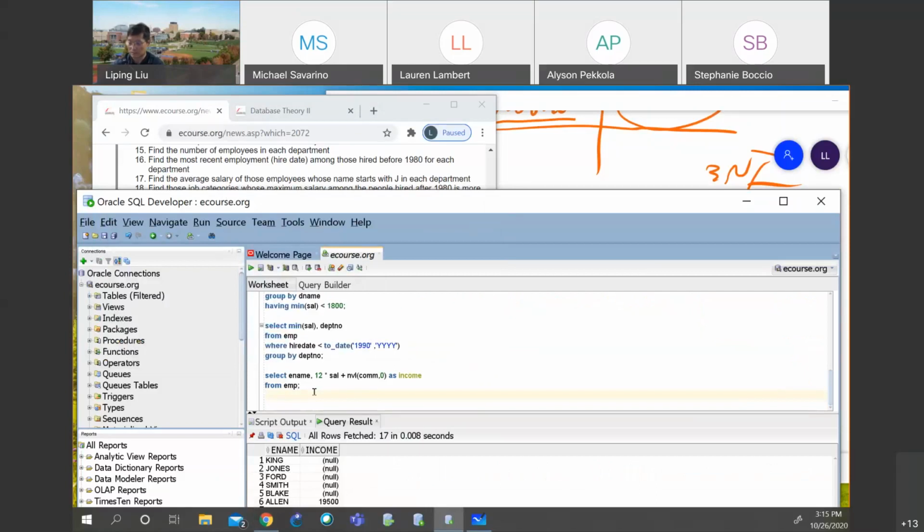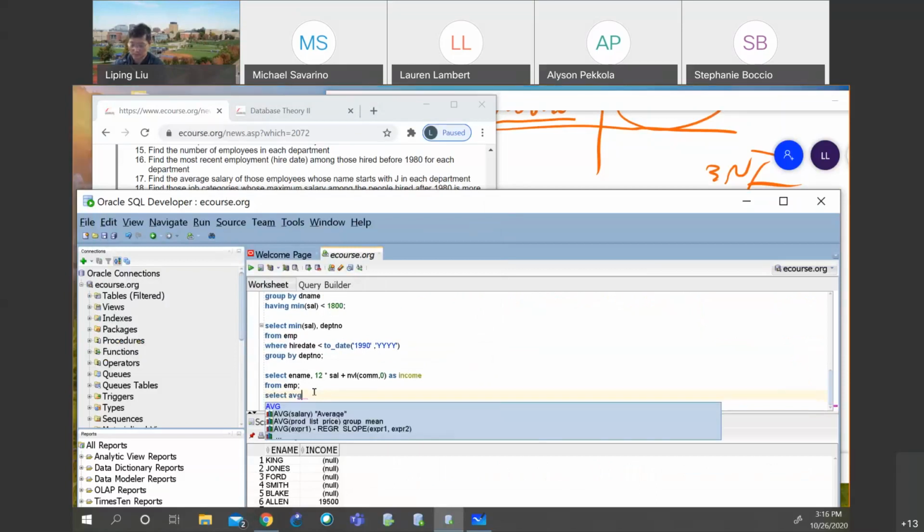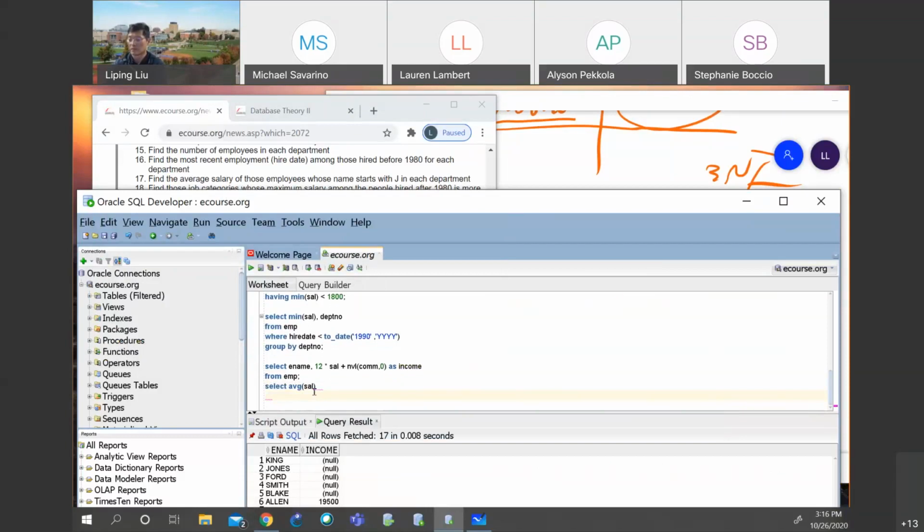So we are doing, let's say, select average salary from EMP, DEPT. We do need the DEPT table, so we're doing a join: where EMP.DEPT number equals DEPT.DEPT number. Okay. And then we do where DEPT.location equals Dallas.